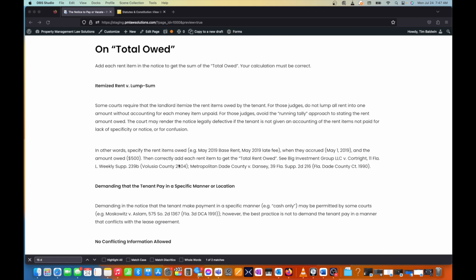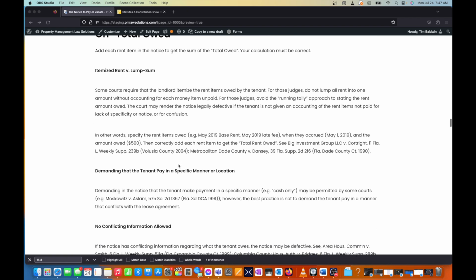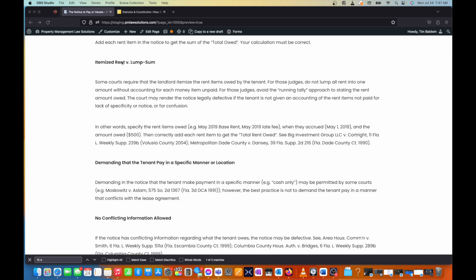And then within the notice itself, we have a total owed. As I just mentioned, we can either itemize the individual monies owed, or we can include the lump sum total in the demand. In our area in Florida at the moment, in Escambia County and Santa Rosa counties, the lump sum is sufficient. If we get into different counties where this is not the case, then we need to essentially do what we know the judges expect to be done, and to avoid any sort of issues as it relates to the legal sufficiency of the notice.